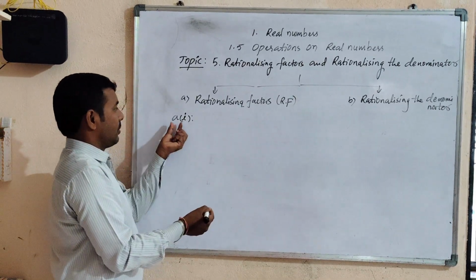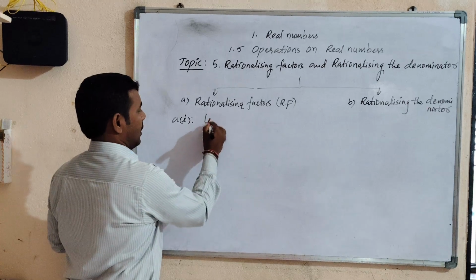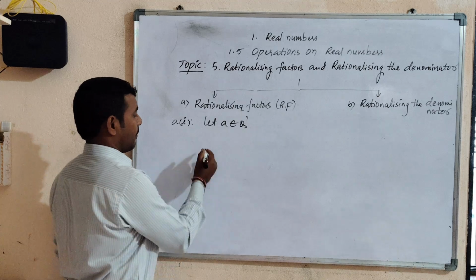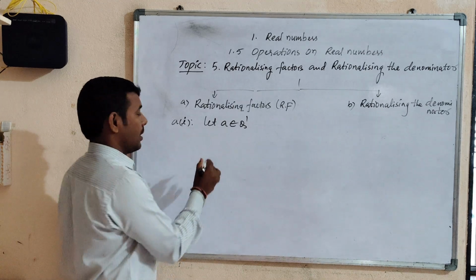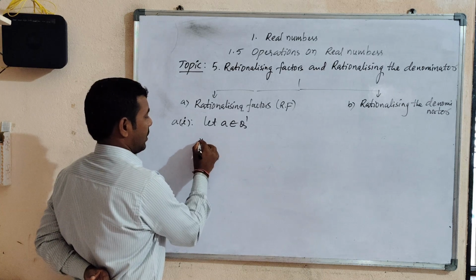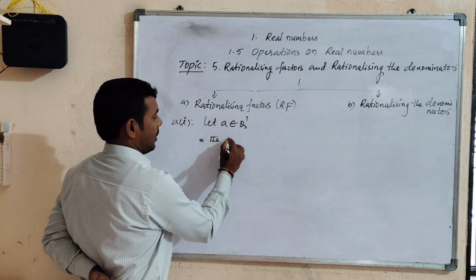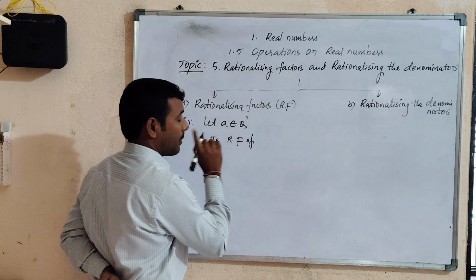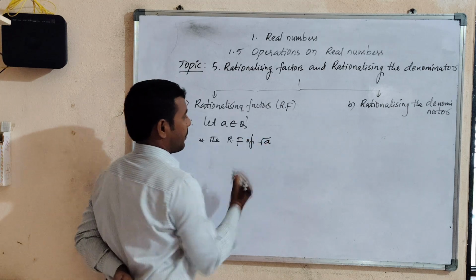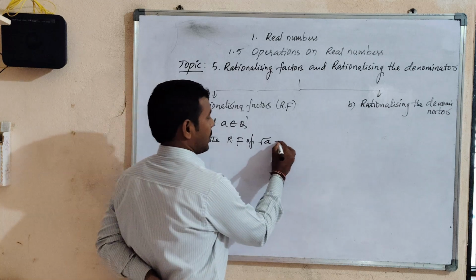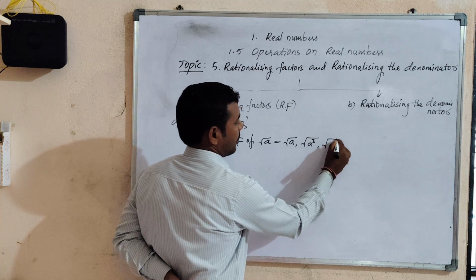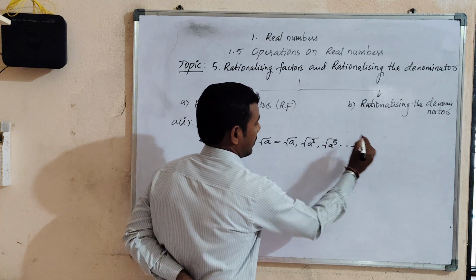Okay, few more details about A, Roman number 1. Let A belong to irrational numbers. See, first, the rationalizing factors of square root of A. The answers are square root of A, square root of A power 3, square root of A power 5, dot dot dot.